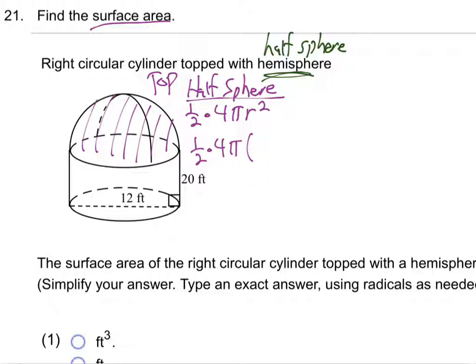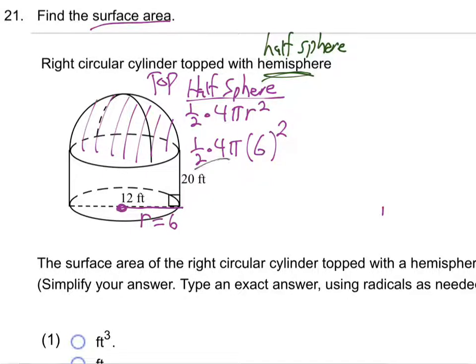And what's the radius? The radius, remember, radius is always from the middle to the edge. So the radius must be 6, right? It's half of that 12 because you can tell that 12 is all the way across. So the radius must be 6. It's only half the way across. The radius is from the middle to the edge.